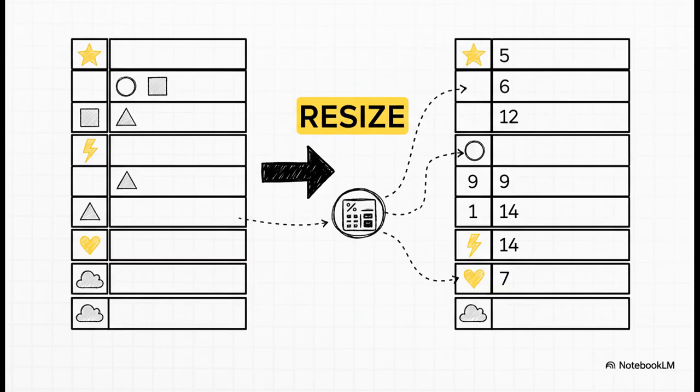And remember, even during that big resize, the system is perfectly predictable. Python doesn't change the hash function itself. It just recalculates hash of key % new table size for every single item, safely moving them to their new homes in the bigger, better table.